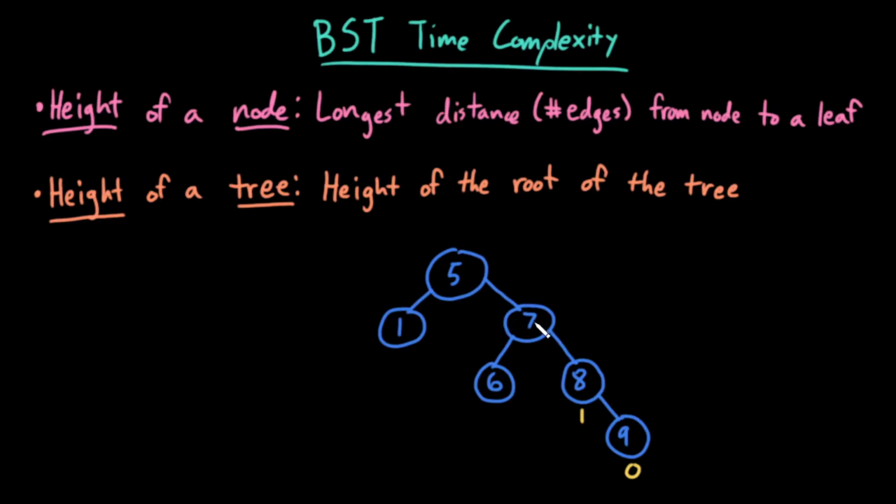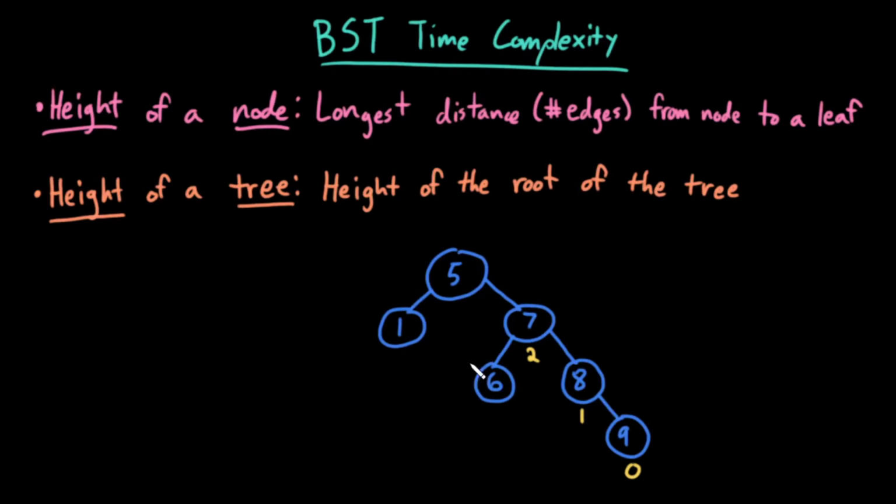7 has 2 leaves below it. It has 6 and it has 9. The path from 7 to 6 has 1 edge. The path from 7 to 9 has 2 edges. Therefore, the height, it's the longest of these distances, which is 2. Out of all possible paths to a leaf, we take the longest one.